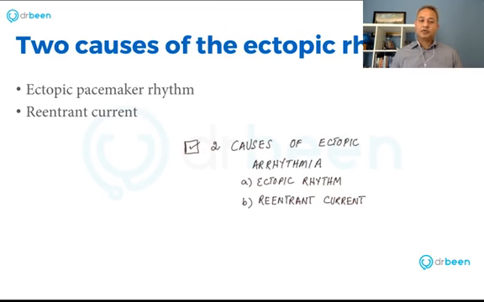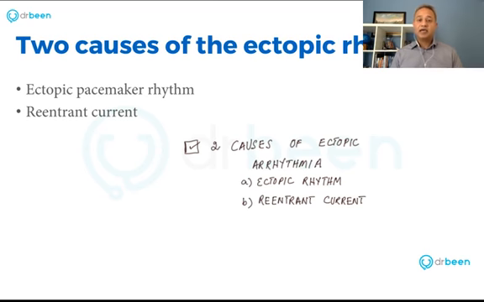So the causes, please keep this in mind. There are two basic causes of the ectopic rhythms. One is that we have an ectopic pacemaker. The SA node is the normal pacemaker, but some other part in the heart, the AV node or some irritated part of a ventricle which may have an ischemia or fibrosis or calcification or a myocardial infarction area, some part in the heart other than the SA node starts generating rhythm. So that is called the ectopic pacemaker.